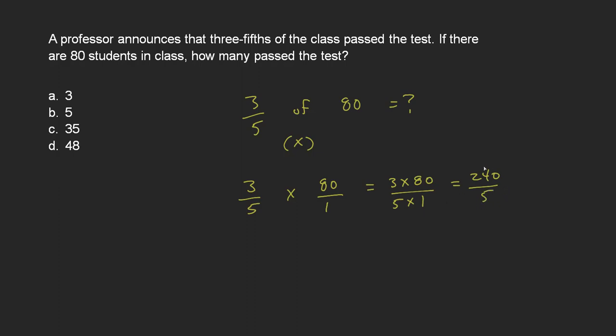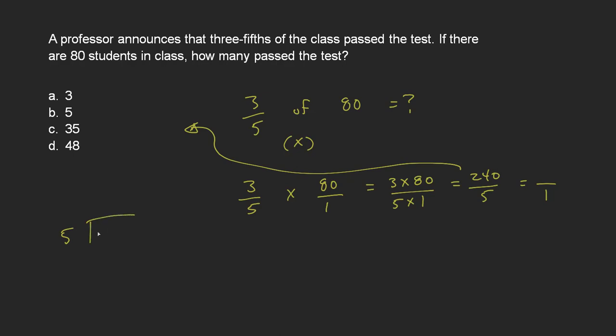But you can see that this answer doesn't look the same as any of these. That's because I don't have this simplified. Now, there's not many things that will go into both 240 and 5 at the same time, but 5 is probably the easiest one to try. So let's see how many times 5 goes into 5. That's 1 time. How many times does 5 go into 240?